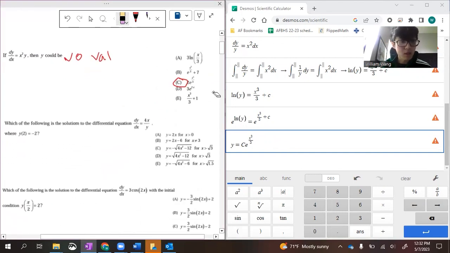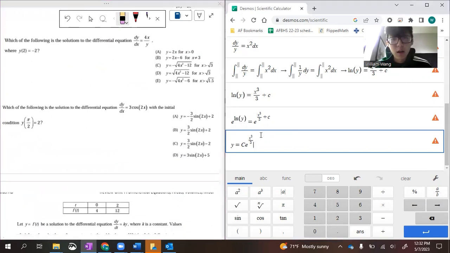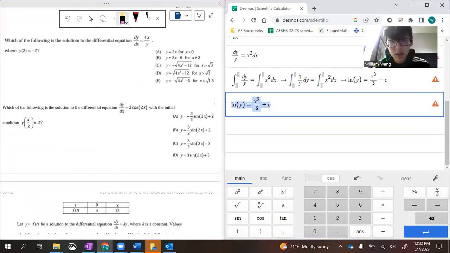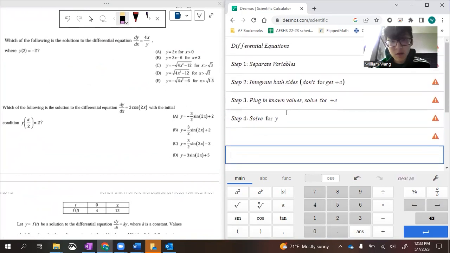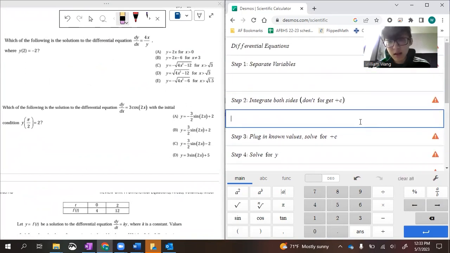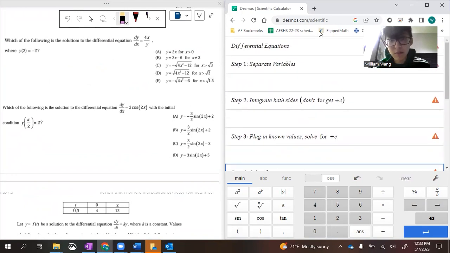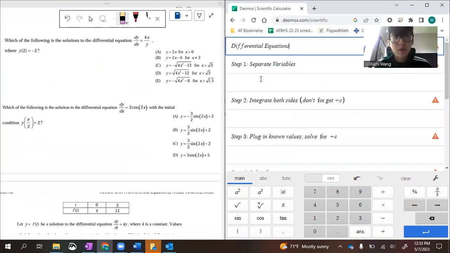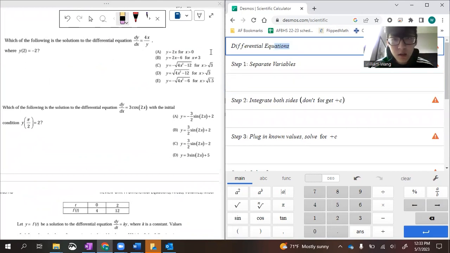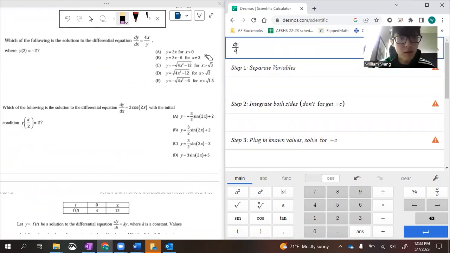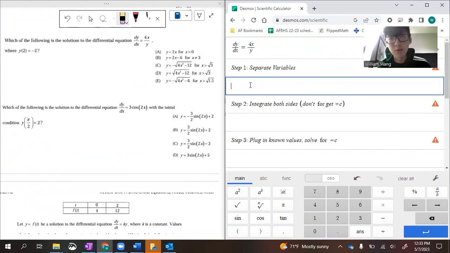All right, next question. I am going to keep these steps written. So actually here, let me write this out. I'm going to give a space for each step. Step 1, separate variables. So I'm going to write the original equation, dy over dx is equal to 4x over y. Just follow along with me and you should try these each yourself too.